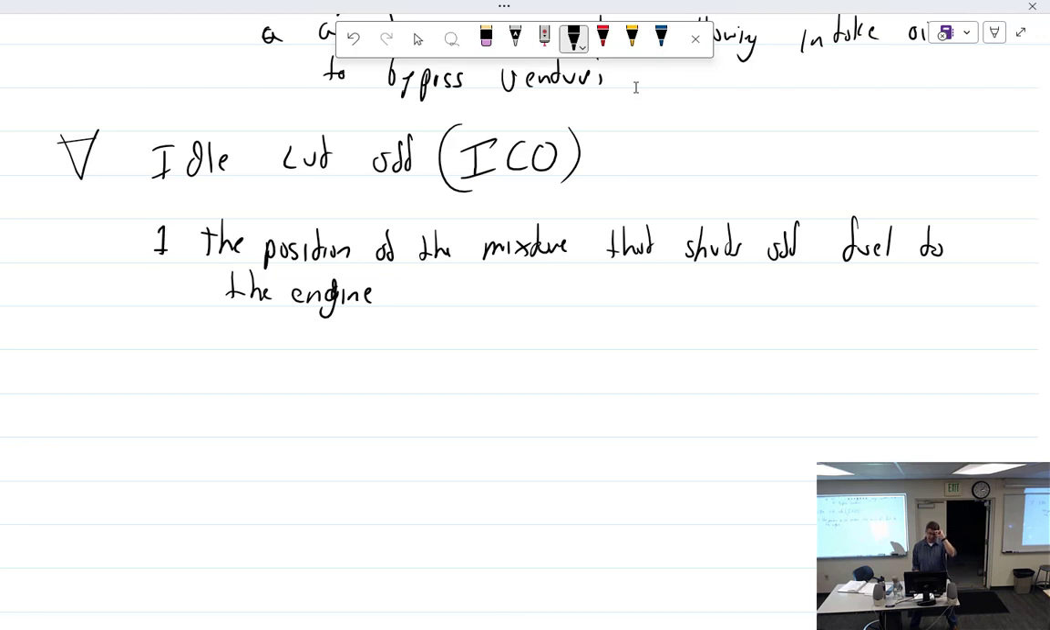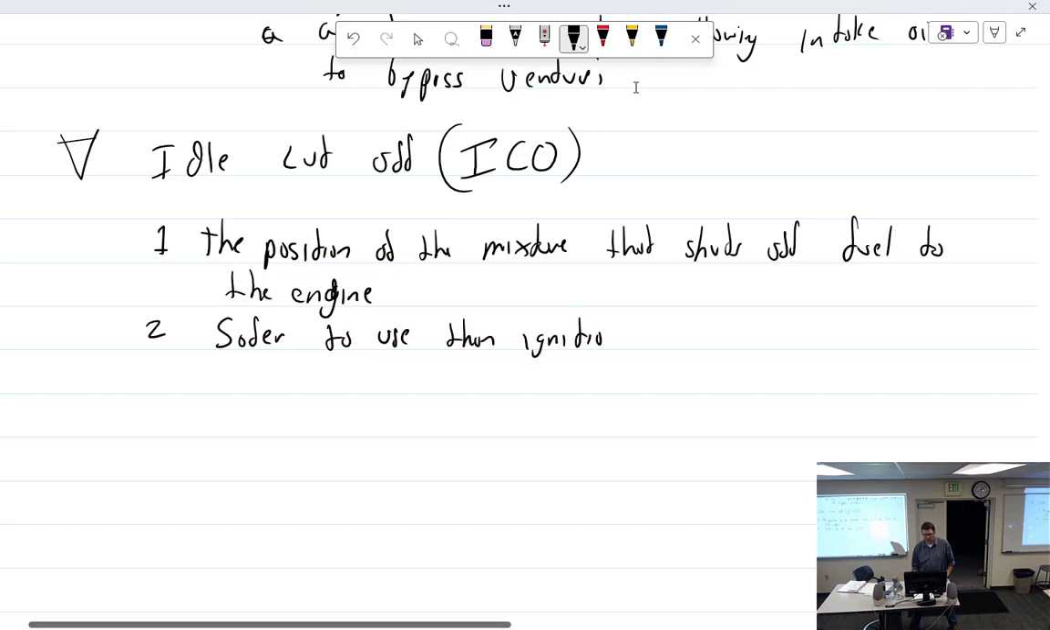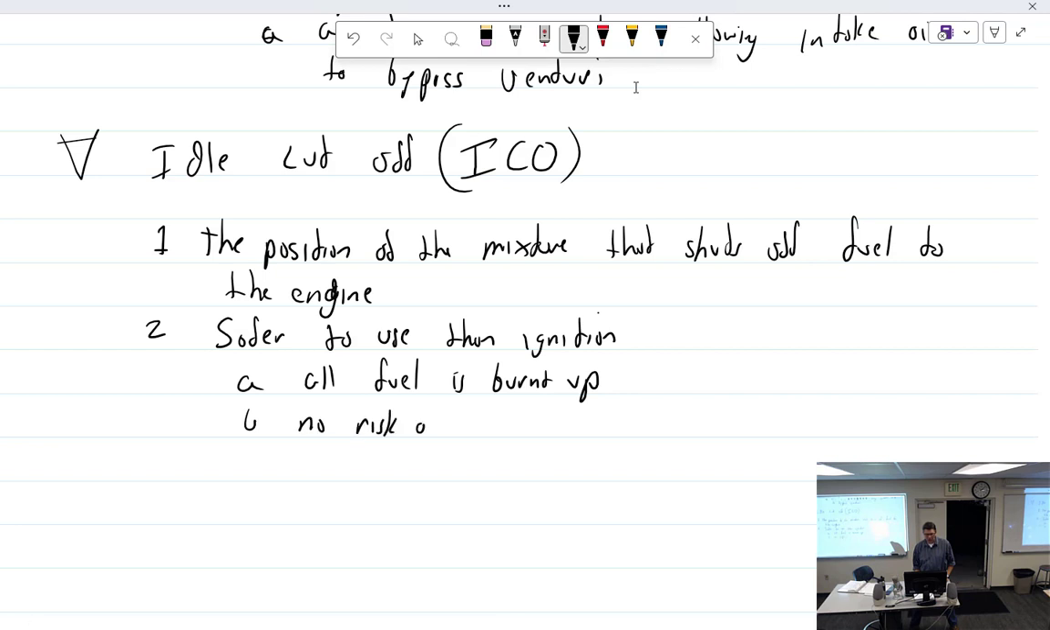Why is that such a big deal? Why is it a thing? So you don't have fuel left over in your engine when you shut it down? Yep. It's safer to use than ignition, because all fuel is burnt up. Then there's no unburnt fuel in the cylinders, and no risk of kickback when ignition is turned off.